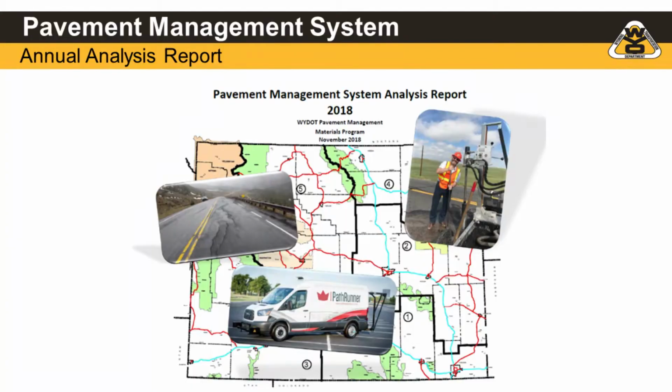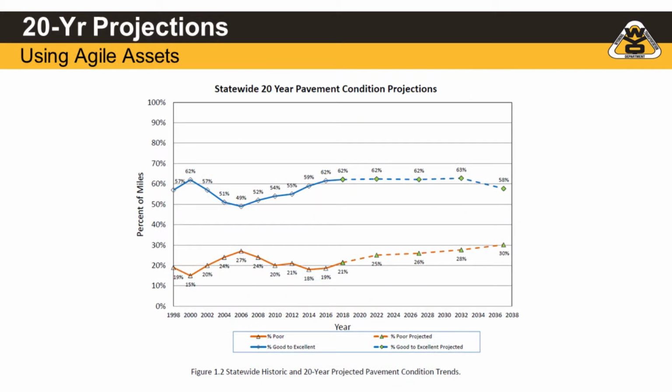One thing that's a little different about Wyoming is that we don't necessarily, in pavement management, tell the districts what treatment they're going to do. We give them a category on which they have to do it. But then with that optimization, we are able to project up to 20 years. So we produce the pavement management system analysis report every year. This is the cover of 18's last year, and then here's our 20-year projections.